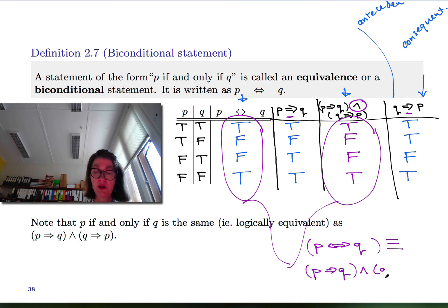Okay, so this corresponds, when you're thinking about an argument, to starting at P and proving that Q is true, then going back and starting at Q and proving that P is true. So then you get a two-way sort of proof when you've got this if and only if statement.